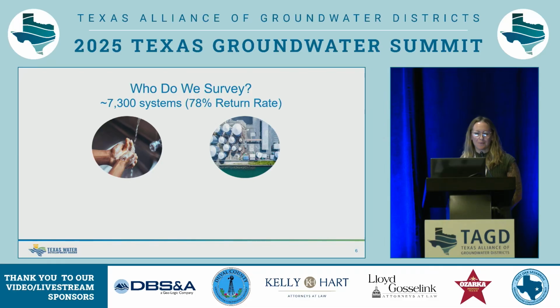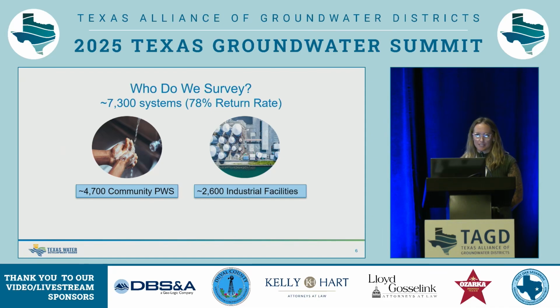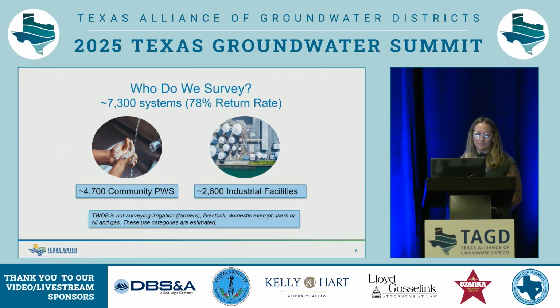So who do we survey? We survey 7,300 systems. We get about a 78% return rate, so about 78% of the systems that we survey, they actually respond and give us data. About 4,700 of them are community public water systems, and about 2,600 are industrial facilities. And we are not surveying irrigation, livestock, or domestic exempt users, or oil and gas. So these use categories are estimated by us and a couple other teams at TWDB.